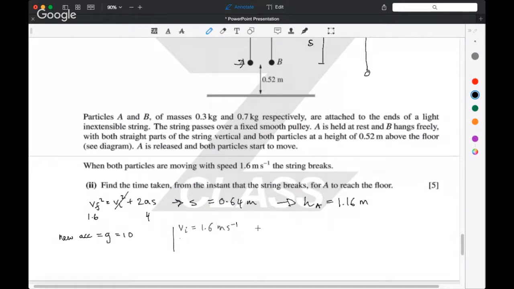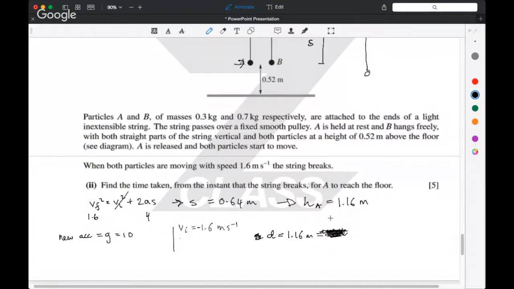We have that the initial velocity is 1.6 meters per second. So we have the distance traveled, let's call it D, which is 1.16 meters, because it goes from up there to the ground. And that's equal to v initial times t. Directionality is important here. It's traveling downwards, but its initial velocity is actually upwards. So if I'm defining downwards as my positive direction now, I've switched, that means that the initial velocity is actually negative.